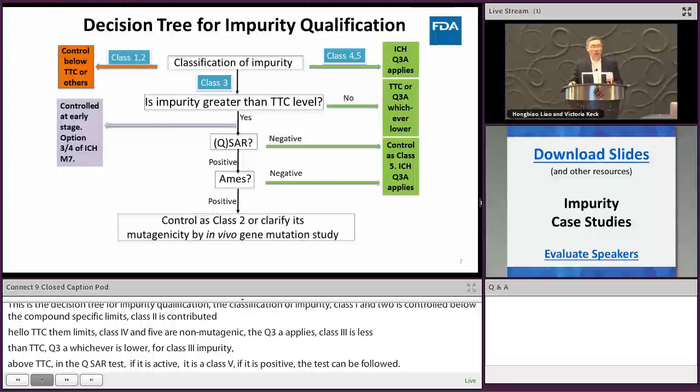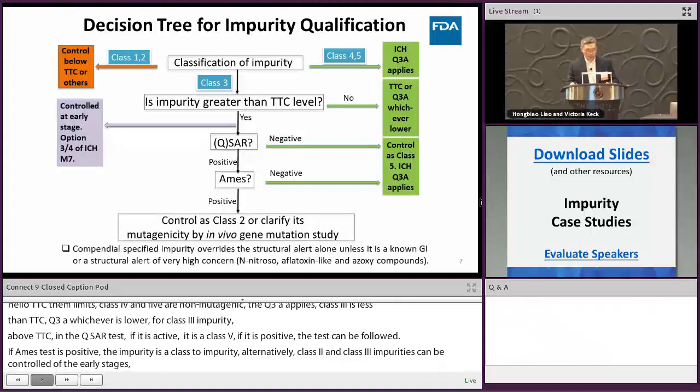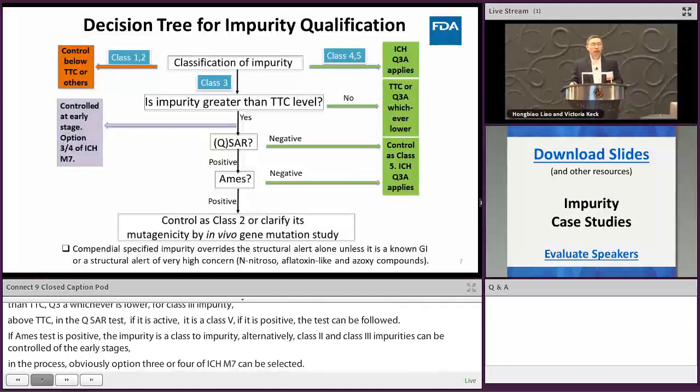Alternatively, Class 2 and Class 3 impurities could be controlled at an early stage in the manufacturing process. Option 3 or Option 4 of ICH M7 could be selected. There's one exception for a compound-specific impurity. A compound-specific impurity overrides the structural alert unless it is a non-genotoxic impurity or a structural alert of very high concern, such as N-nitroso compounds.